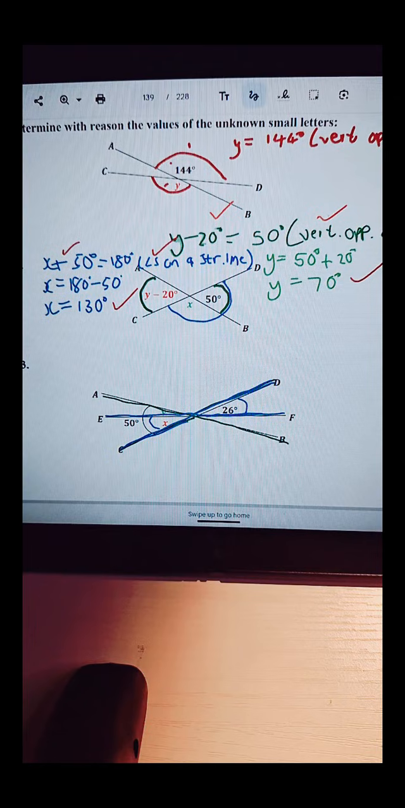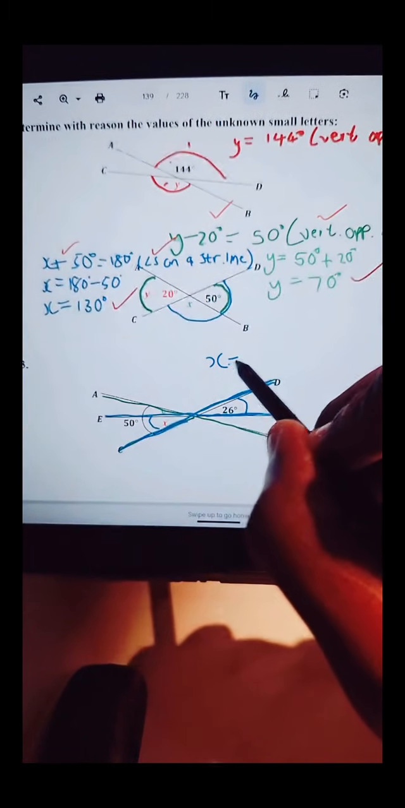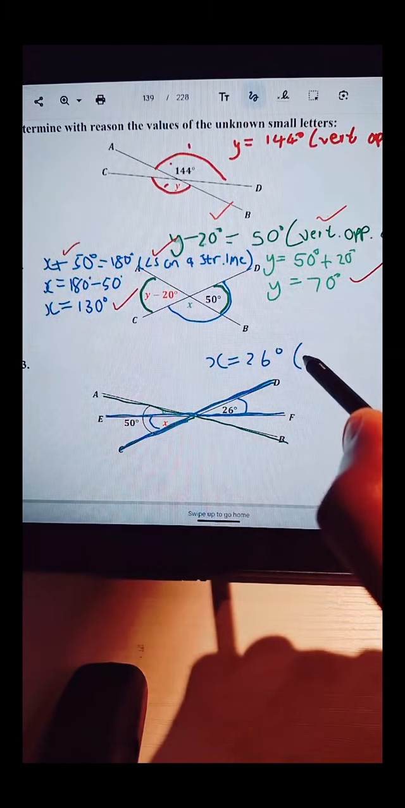Now you see, this is what helps to understand vertically opposite angles. If two lines intersect each other, the vertically opposite angles are equal. So what is the value of x? X is equal to 26 degrees. Reason, vert op angles. Are we together, guys? 26. Then you update your diagram. Once you get something, you can update your diagram.